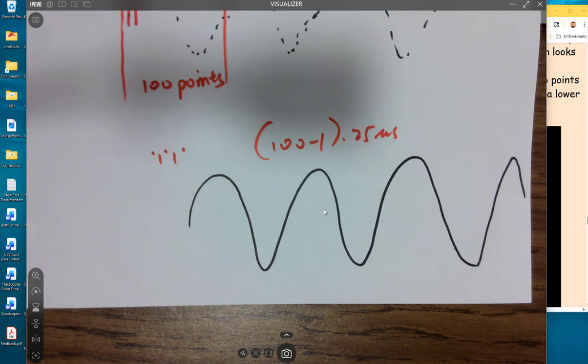Find every time it meets the same amplitude value. But it could be different, right? Because the ADC is not getting you the same value all the time.